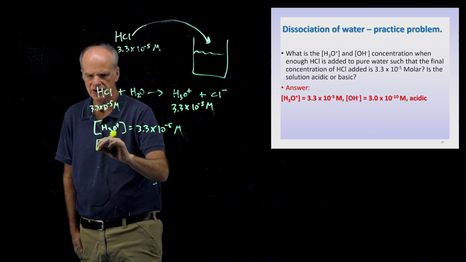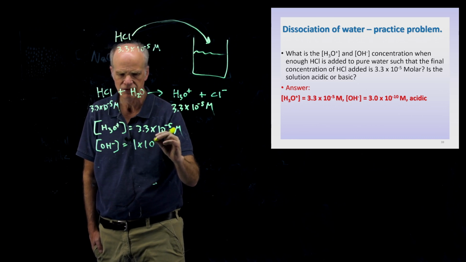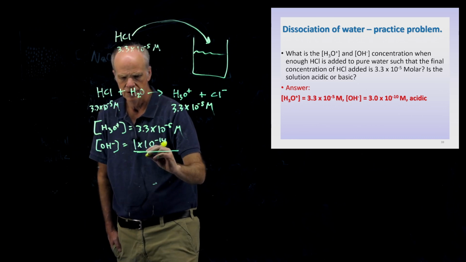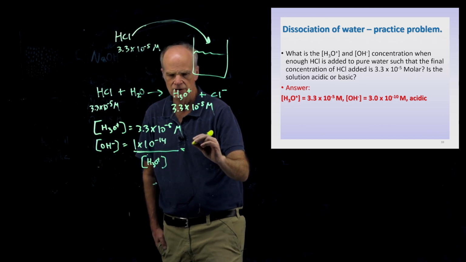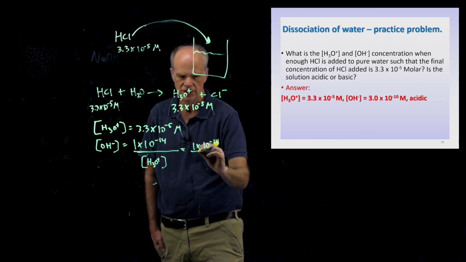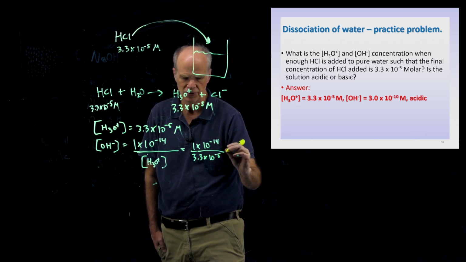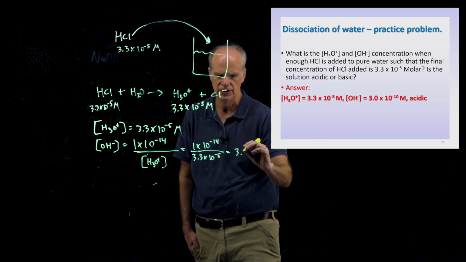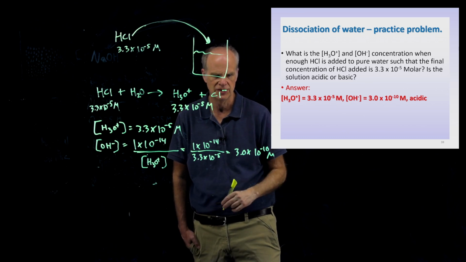So how do you figure out the hydroxide? Well, that isn't so bad. Hydroxide is going to be equal to 1 times 10 to the negative 14 over the concentration of hydronium. So it'll be 1 times 10 to the negative 14 over 3.3 times 10 to the negative 5. I'll just leave out the units like the book does. When you do that math, I got 3.0 times 10 to the negative 10 molar for hydroxide.